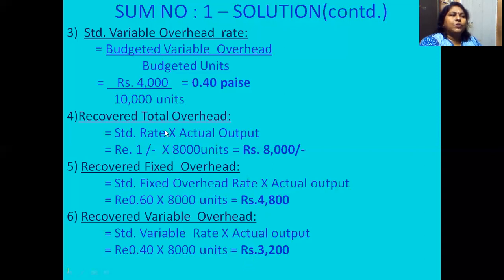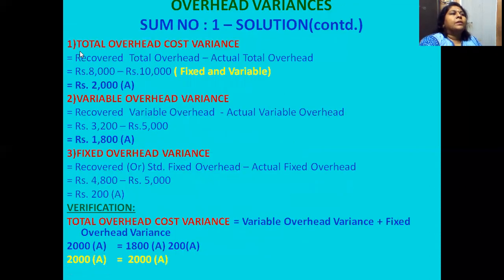So I made calculations of required total overhead, required fixed overhead, and required variable overheads after calculating the variable overhead rate, fixed overhead rate and total overhead rate as per standard. Now we'll move on to the overhead variance, how to calculate the overhead variance. Check out the next slide.